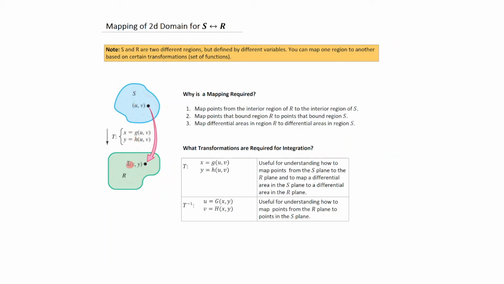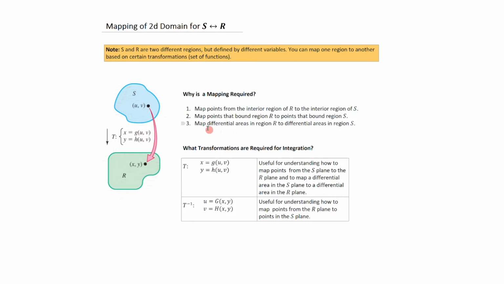So why is the mapping required? Well, it maps points from the interior region of R to the interior region of S. I mean, we can go back and forth if you want. Here it's shown from S to R, but it can also be from R to S. It maps points that bound region R to points that bound region S. So if we're interested in what the boundary of this region S is and how it relates to the boundary of R, that'll be necessary because if we're going to do integration, we need to know the boundaries that we're going to be dealing with. So we need that information.